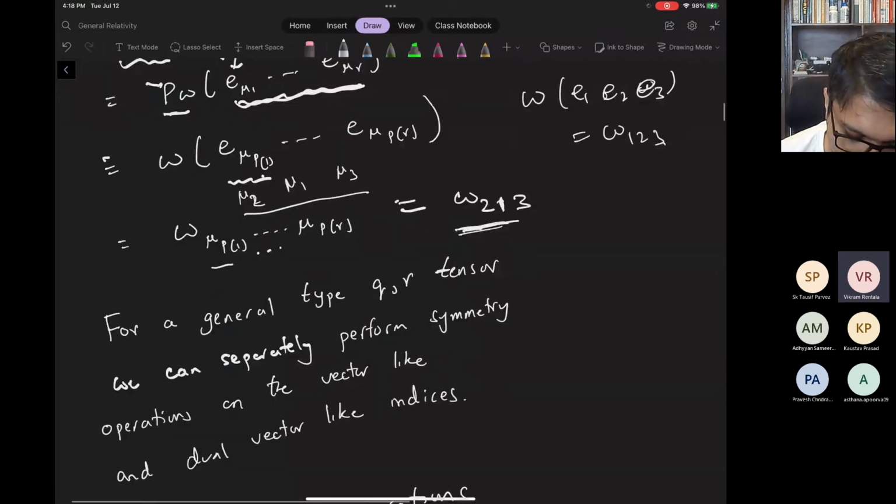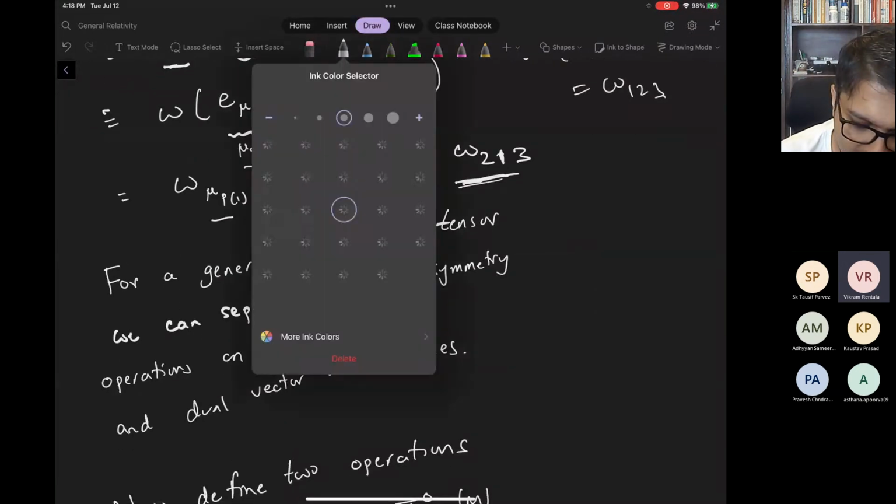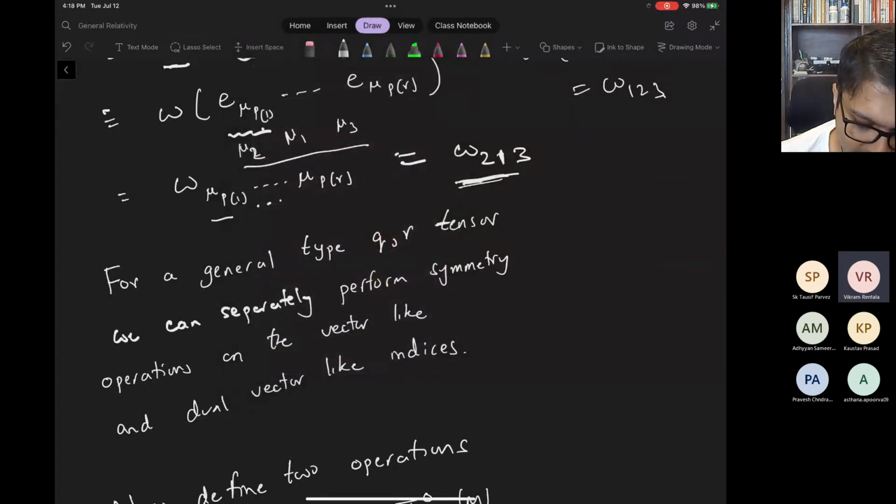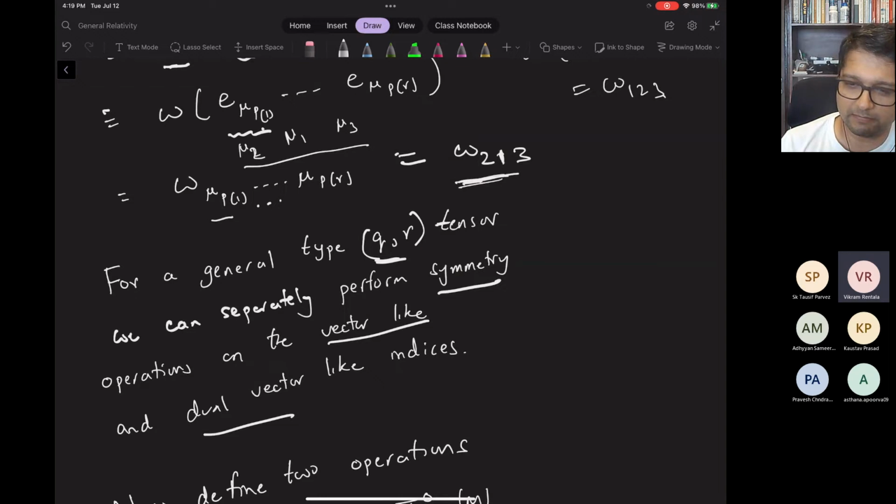So you could have defined this not just for dual tensors, you could have defined this also for mixed tensors of type QR, but you have to separately perform symmetry operations on the vector-like indices and dual vector-like indices. You can't mix the permutations of vector type indices and dual vector indices, because vector indices act on dual vectors and dual vector indices act on vectors, so I can only permute vectors and I can only permute dual vectors. I can't permute between them. There's no natural correspondence between them on a manifold, because there's no metric.